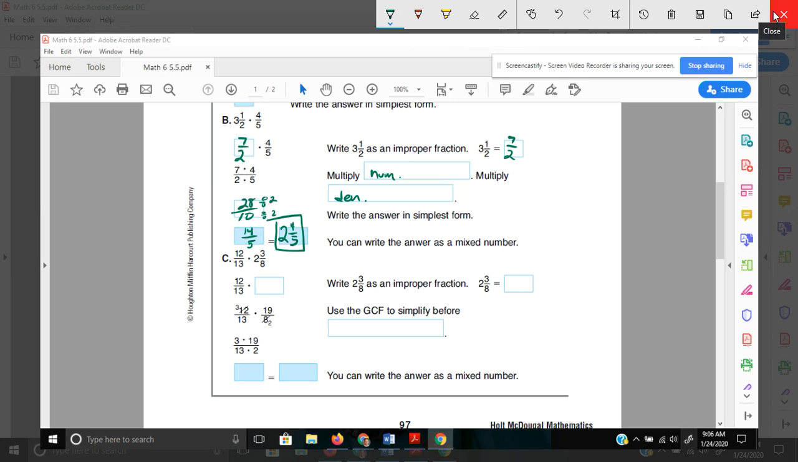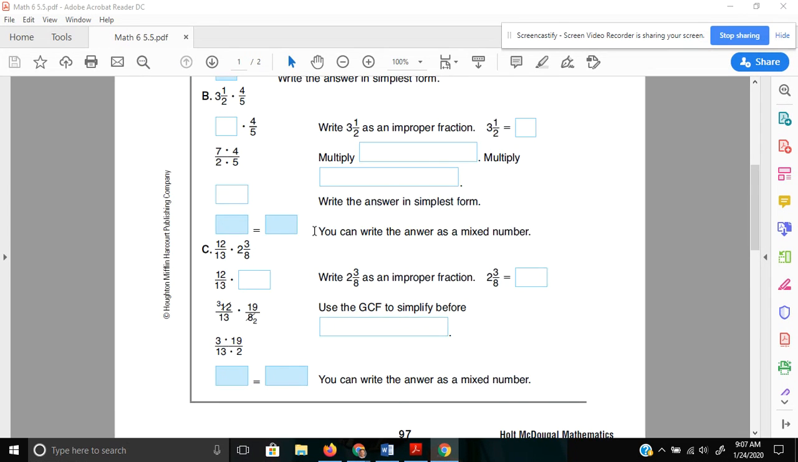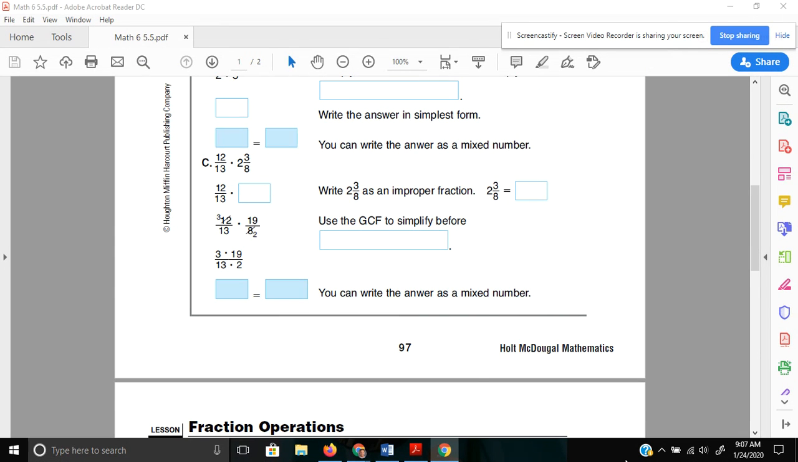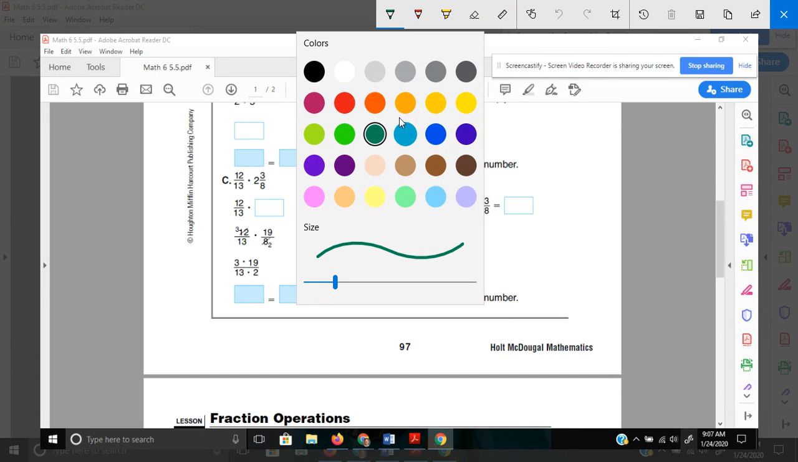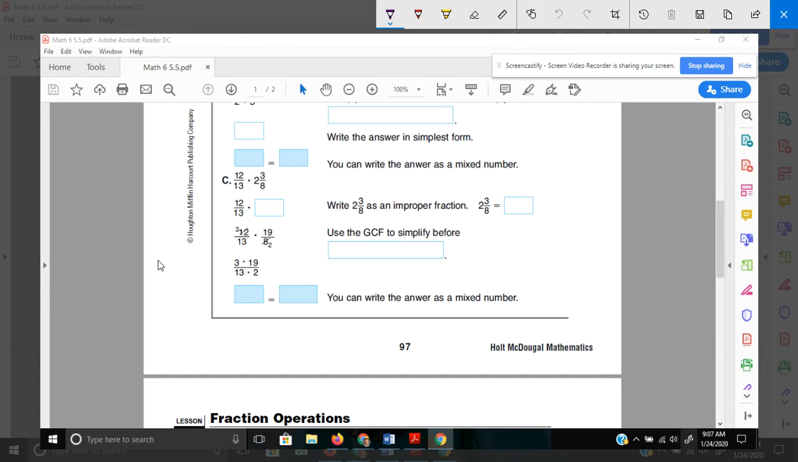And we'll do another one like those two, kind of similar. For letter C, it says 12/13 times 2 and 3/8. Once again, change 2 and 3/8, my mixed number, to an improper fraction. So 2 times 8 is 16, plus 3 is 19.